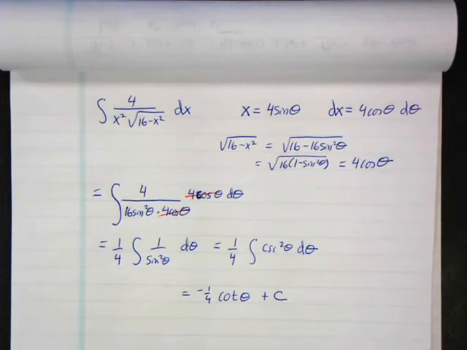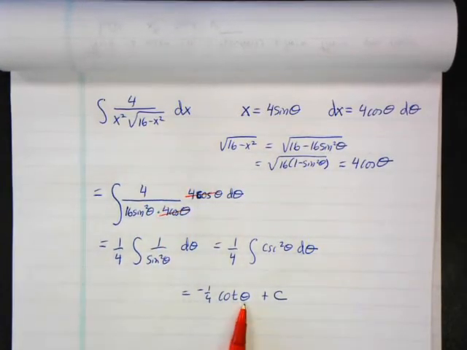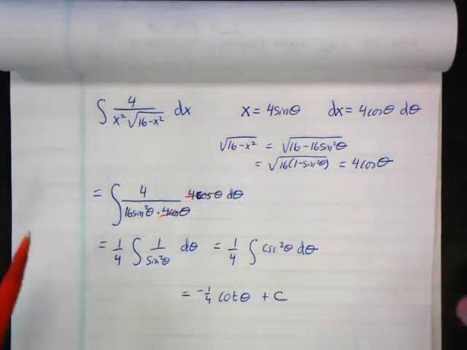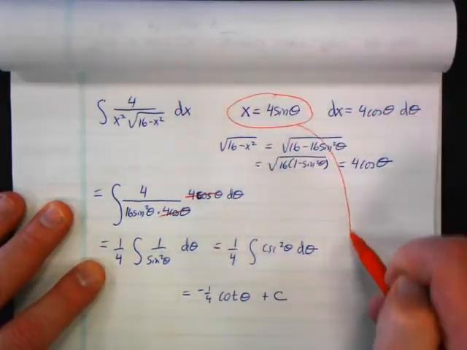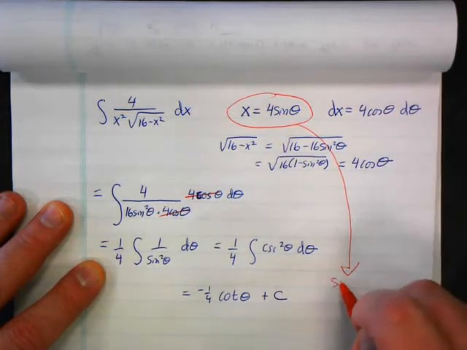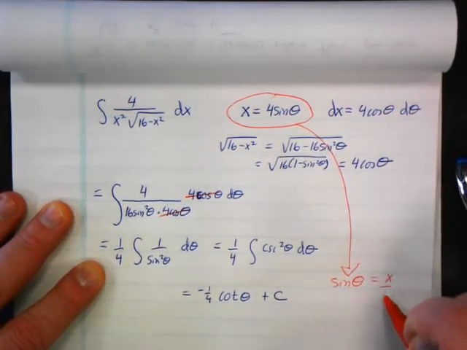Now, we're not quite done. Oh, why not? What the heck is wrong? Our integral started with x. Our answer should end with x, not end with theta. All right, so here's what we're going to do. We're going to come back to this. And I'm going to write this as sine of theta equals x over 4.